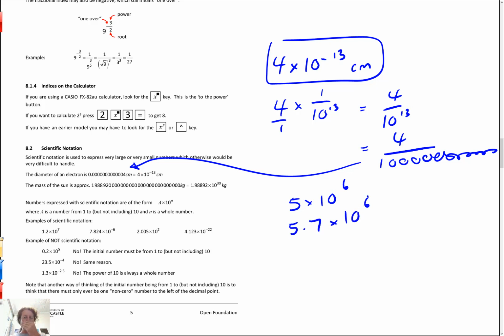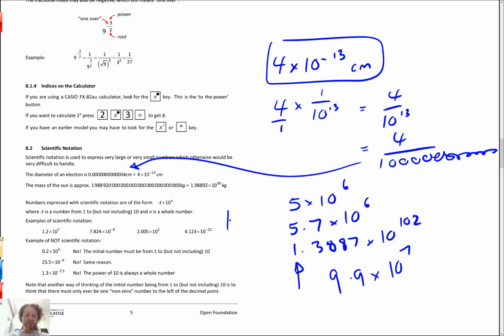So the number can have lots of decimals. It might be 1.3887 by 10 to the 102. Okay, they're all scientific notation, but note what happens in each case. There's only one non-zero to the left of that decimal point. That's why this statement is saying it's from 1 up to, but not including 10. So it could be 9.9 by 10 to the 7 maybe, okay?